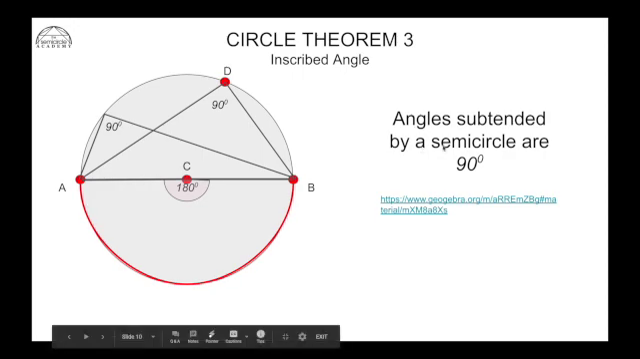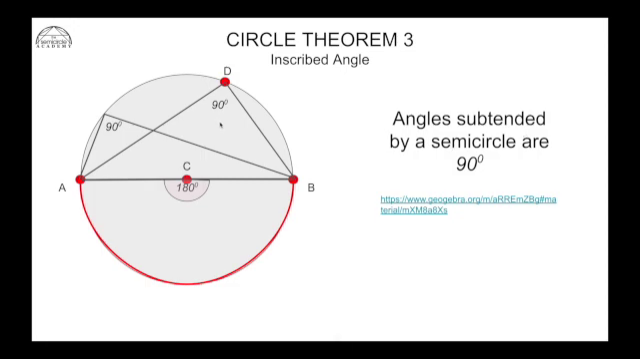Angles subtended by a semicircle are always 90 degrees. So if you have a straight line, the angle at the center will be 180, which means that the angle subtended at the circumference will be half of 180, which is 90. So Theorem 3 is angles subtended by a semicircle are always 90 degrees, right?